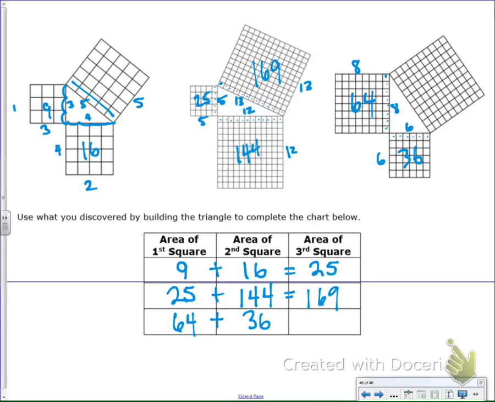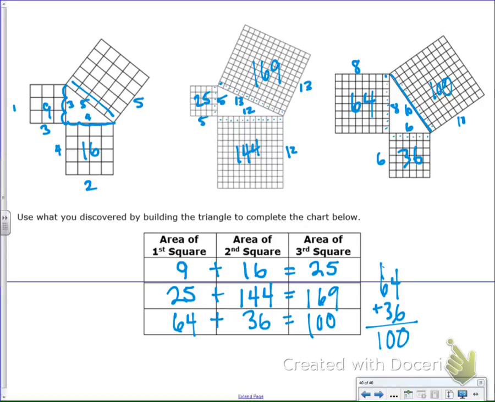So the first two, we added them together to get the third. Well, let's try it. 64 plus 36. That's going to give me 4 and 6 is 10, 6 and 3 is 9, plus 1 is 100. And let's see if that actually holds true. So let's go find my last side. I have 1, 2, 3, 4, 5, 6, 7, 8, 9, 10. And I have a 10 by 10, which sure enough is 100.